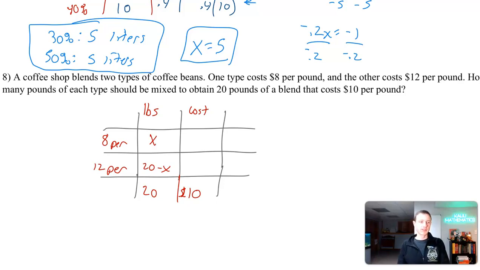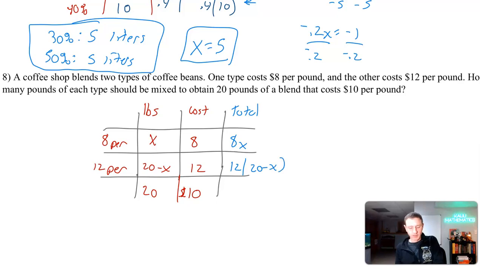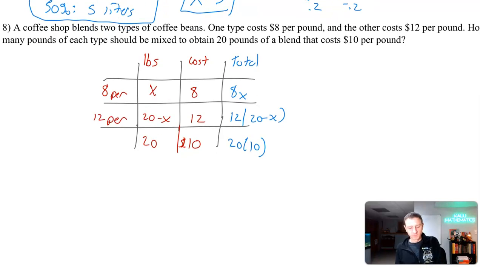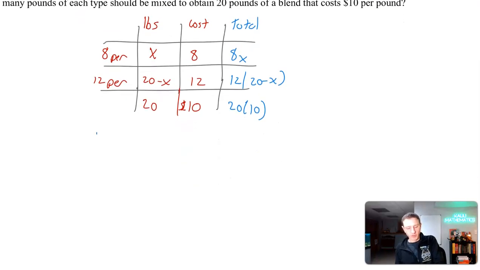So one of them is going to be called X, and that means the difference between that is going to be the rest. So the cost, this is 8, this is 12. That total column, total value of it, so it's going to be, if I have $8 per how many pounds, plus $12 for however many pounds I'll have, and then we'll have 20 pounds costing $10 per pound. We'll set up an equation, so 8x plus 12 times 20 minus x is equal to 20 times 10.